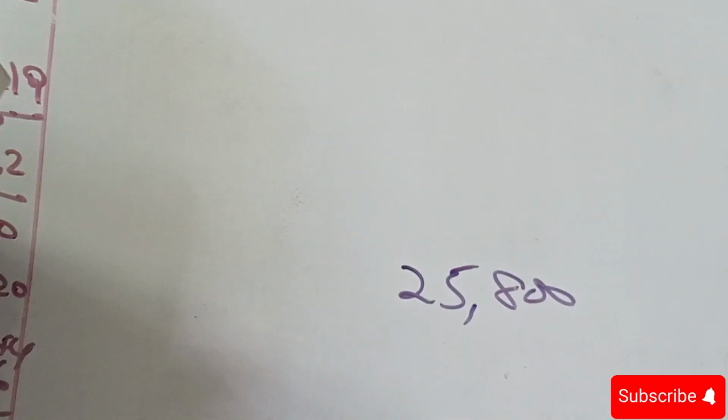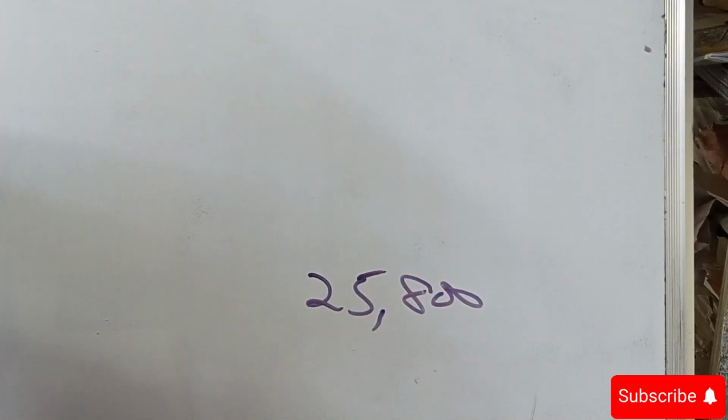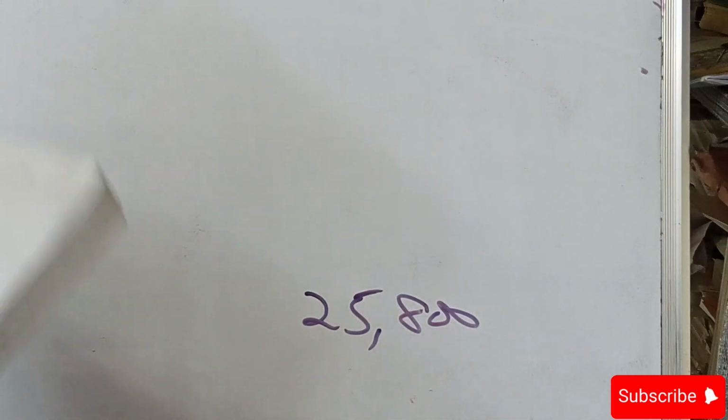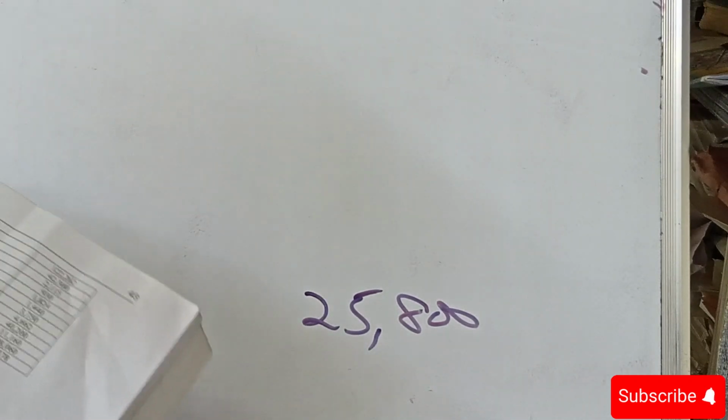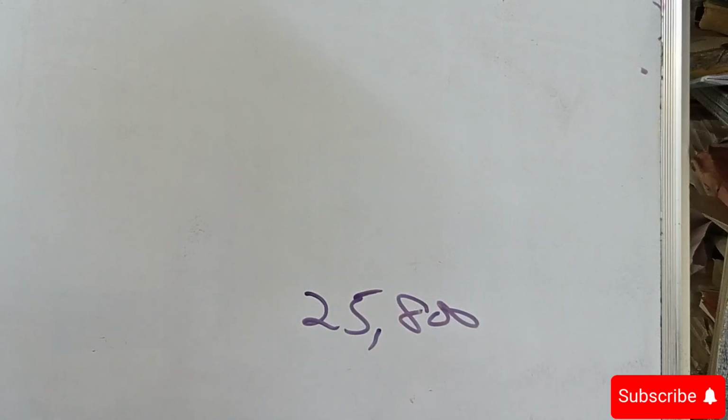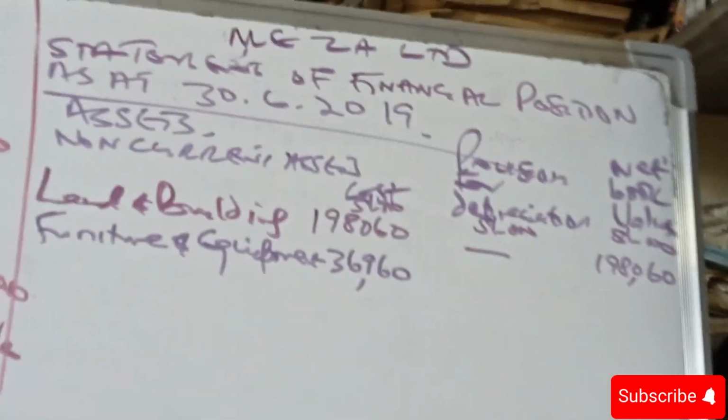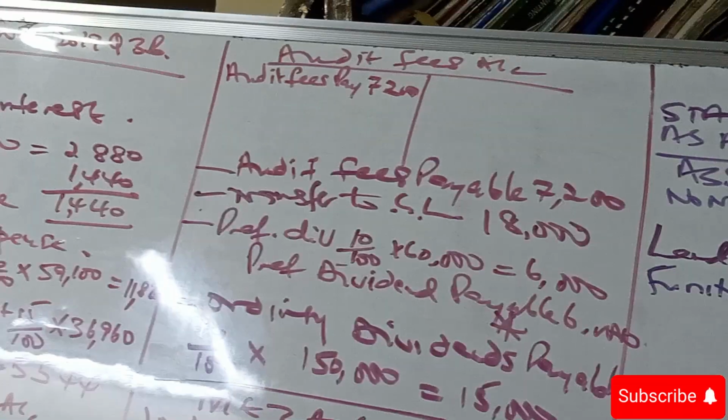I want to repeat again. The net book value was 11,160 minus that 6,960. We get a figure of 25,800. But we have a charge for the year. Furniture, and we have a charge for the year, depreciation.